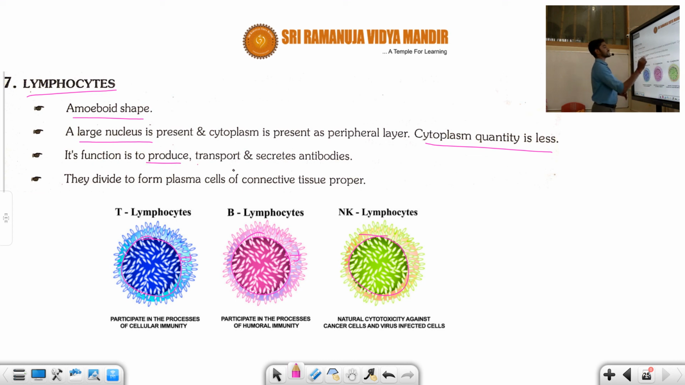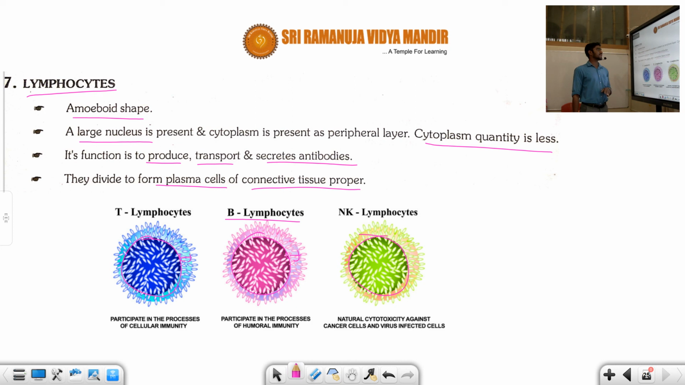Their function is to produce, secrete and transport antibodies. They divide to form plasma cells, which is enhanced by the B lymphocytes of the connective tissue. When the plasma cell is released, we can observe antibody formation.